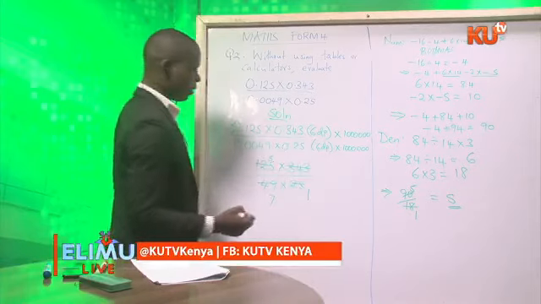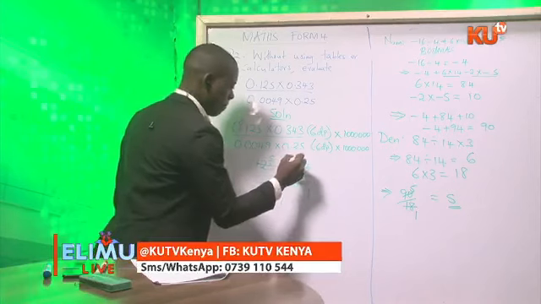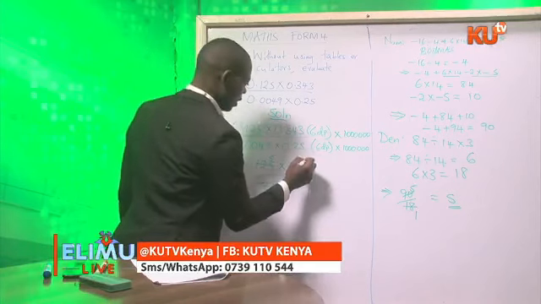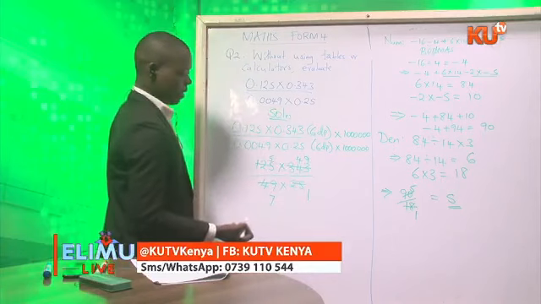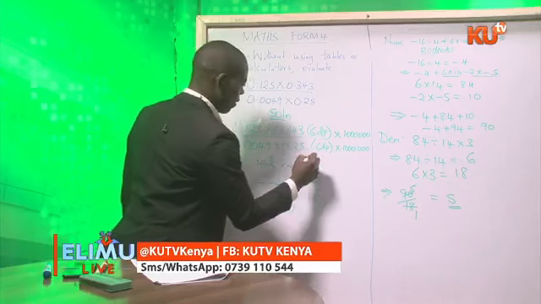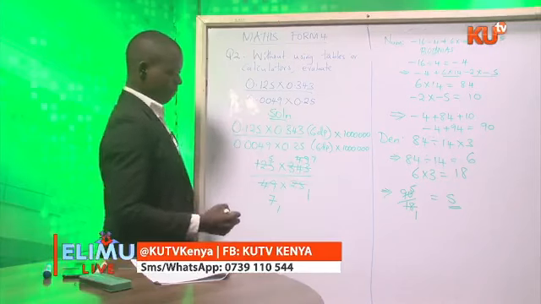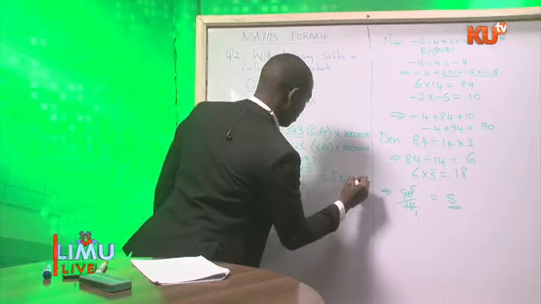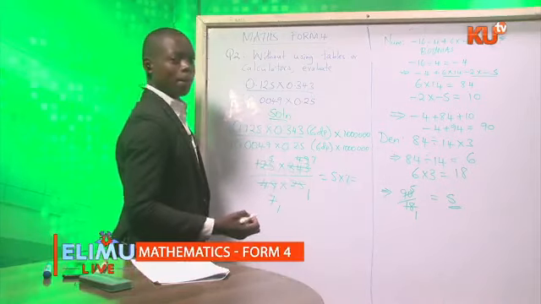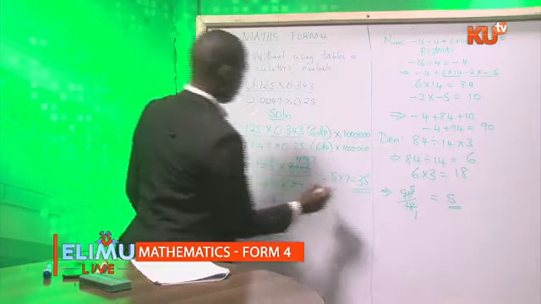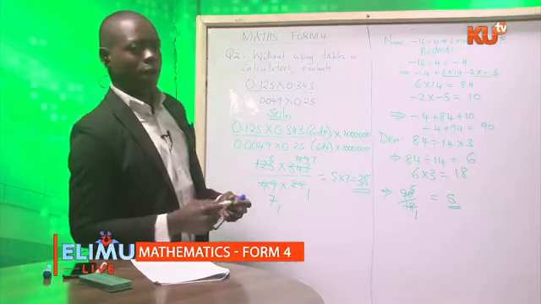7 into 343, that is 49. Then what else? 7, 1, 7, 7. So what is our solution? 5 times 7. What is 5 times 7? 35. 5 times 7 is 35.